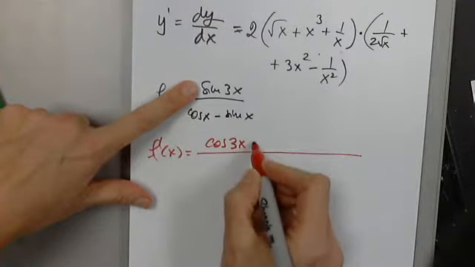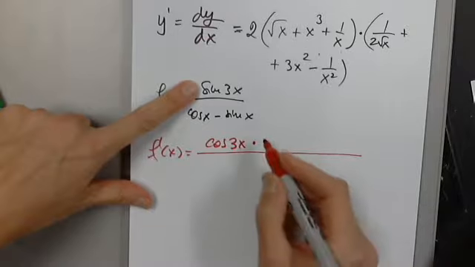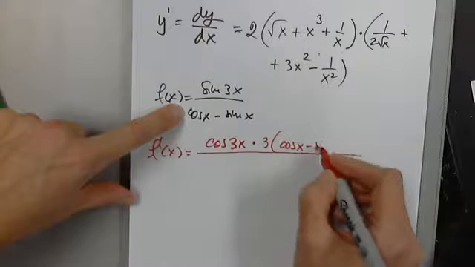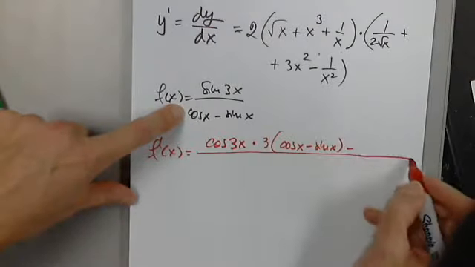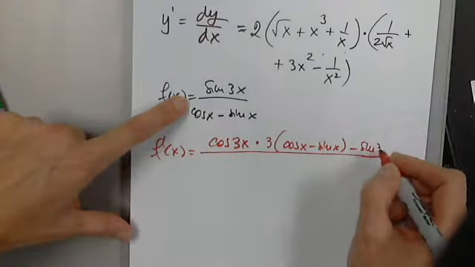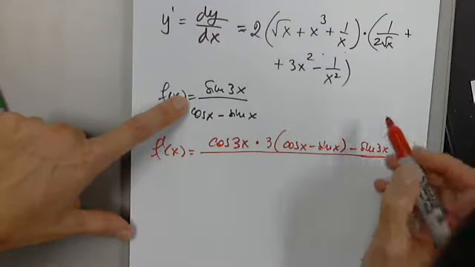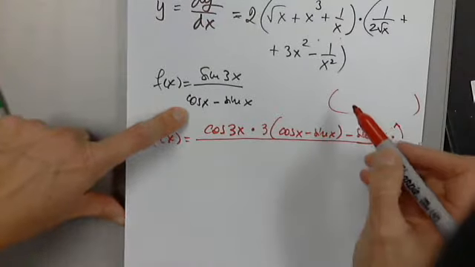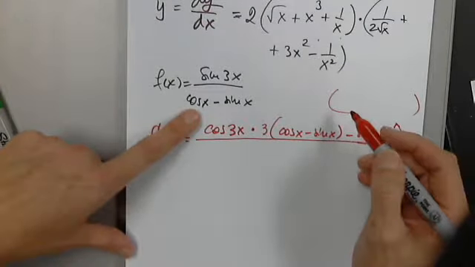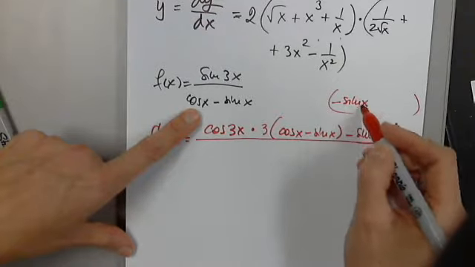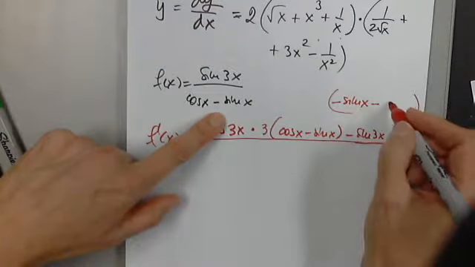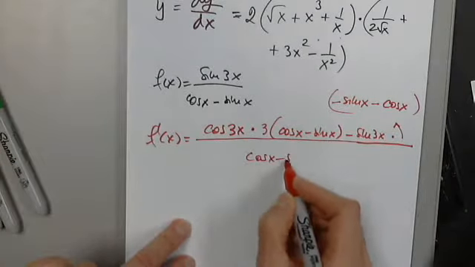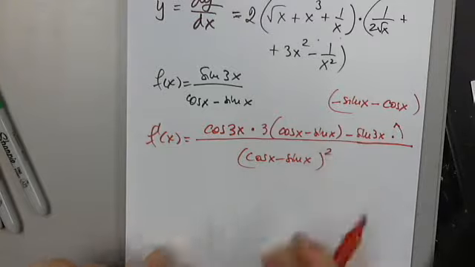Very good. Cosine 3x times the denominator in parentheses. Don't forget parentheses. Minus, I copy the numerator and I differentiate the denominator. What do I get? Negative. Yes. Minus, over cosine x minus sine x, everything squared.